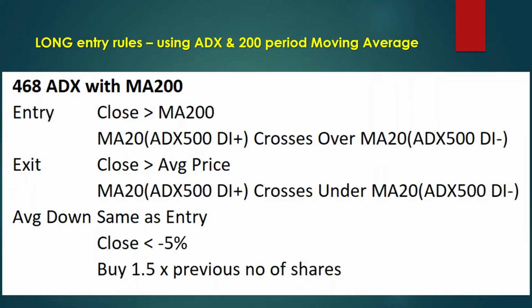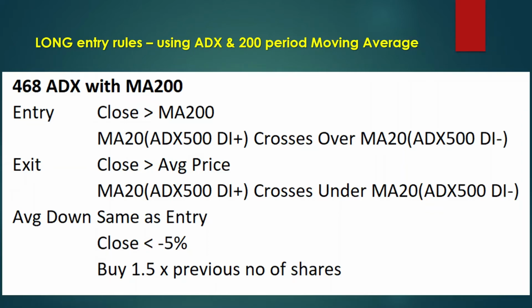Here are the trading rules for the ADX crossover. So we enter when the close is greater than the moving average 200, and the ADX 500 DI plus crosses over the ADX 500 DI minus. That's our entry parameter. The exit is when the close is greater than the average price, and the reverse of the ADX rule, when the ADX plus crosses under the moving average 20 of the ADX minus.